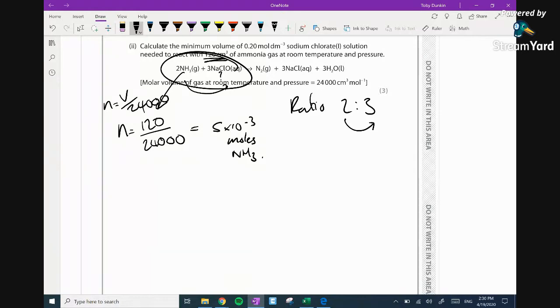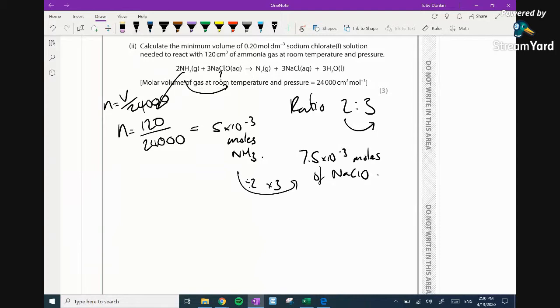So we need to use the ratio, and we're going to say divide by 2 times by 3. Divide by 2 times by 3, and I get 7.5 times 10 to the minus 3 moles of sodium chlorate. And what was its concentration? It was there. Right, number of moles is C times V over 1,000. It's not complicated. It's the same process you're running every time.